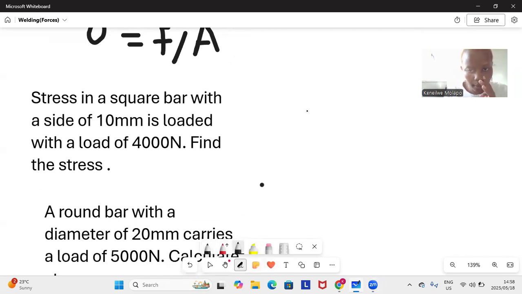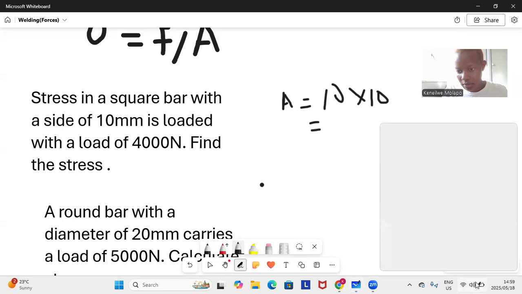Now the area of the square bar is side times side. The side is 10, so you say 10 times 10, 10 millimeters times 10 millimeters. So your area equals, let me check my battery.